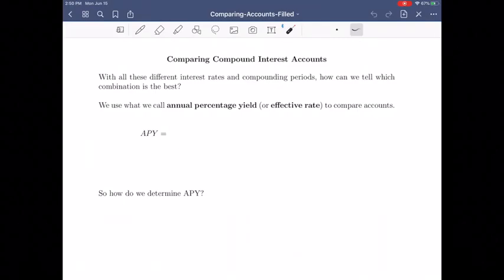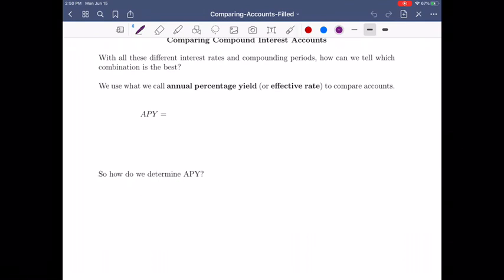In this video, we're going to look at how we could compare compound interest accounts that have different interest rates or different compounding periods or both. So how are we able to judge which one might be the best combination? To do that, what we're going to use is something called annual percentage yield, or sometimes known as effective rate, to compare accounts. So they use the notation APY.